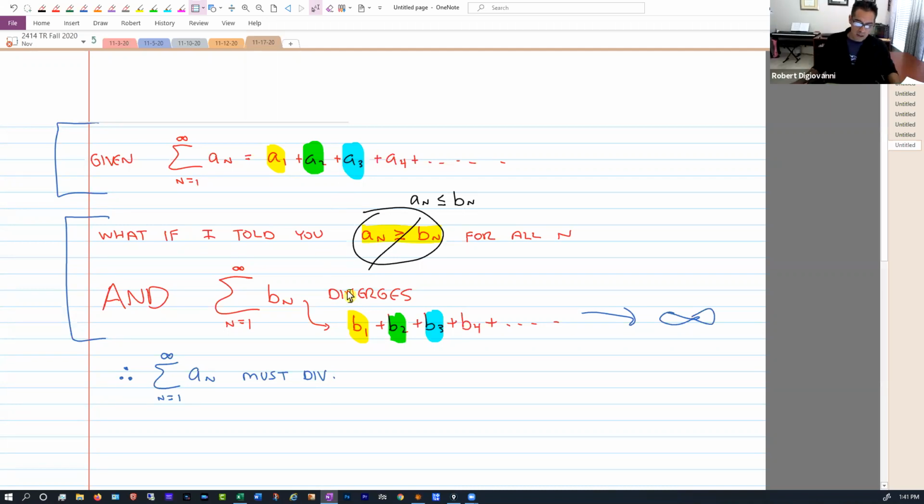So the direction of this inequality is very important here, because it's telling us, look, if each of these is bigger than each of these, and all these add up to be infinite, then those would have to add up to be infinite also. But if you try it the other way around, you can't draw a conclusion, all right?